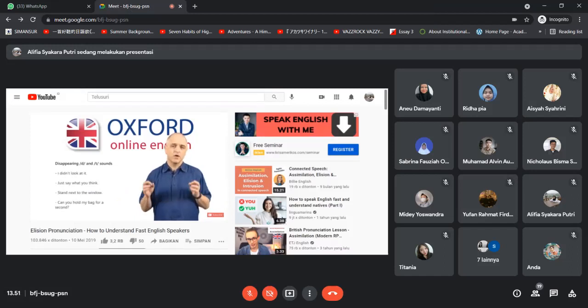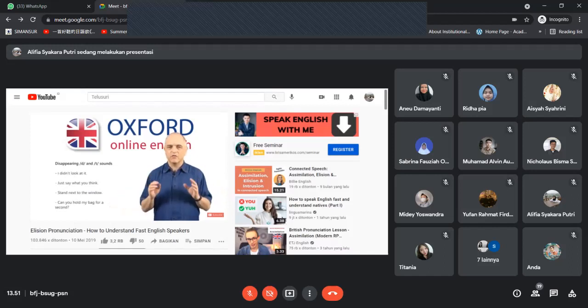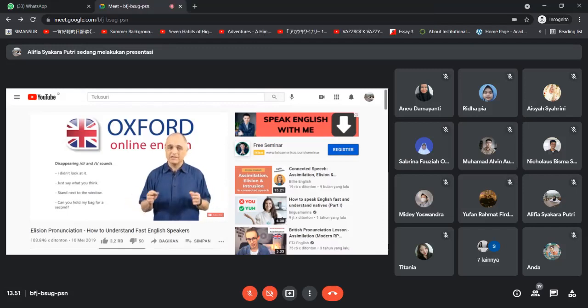First question. Which final T and D sounds can disappear? Remember that this rule only applies if a word ends in a consonant plus T or D, and the next word starts with a consonant. And when we say disappear, we don't necessarily mean that the sound is not pronounced at all. It might disappear completely, or it might be pronounced with a glottal consonant.